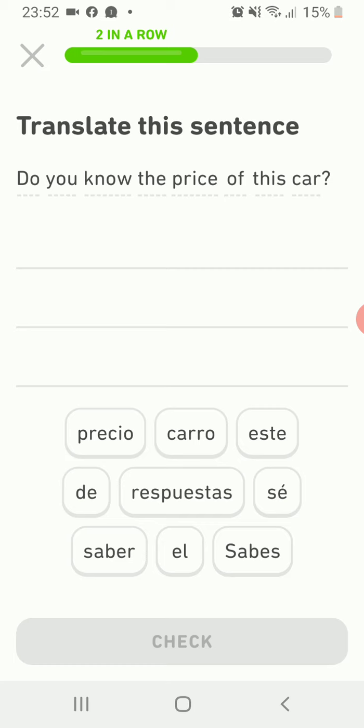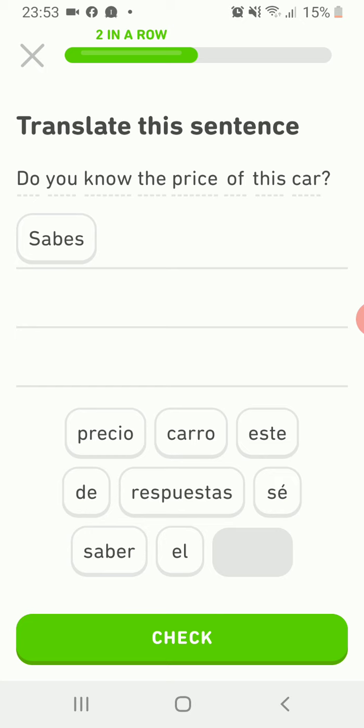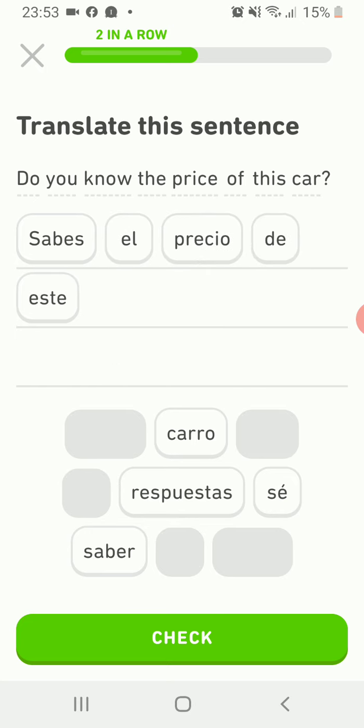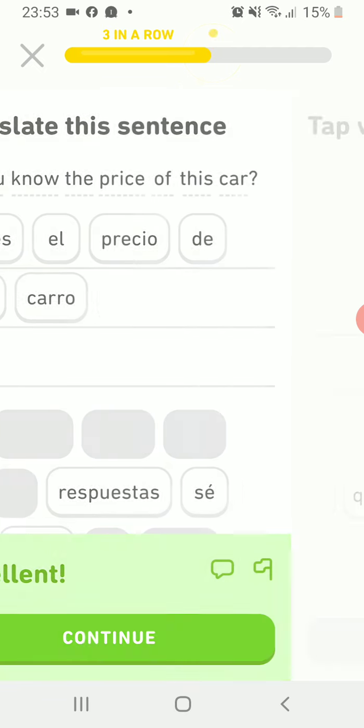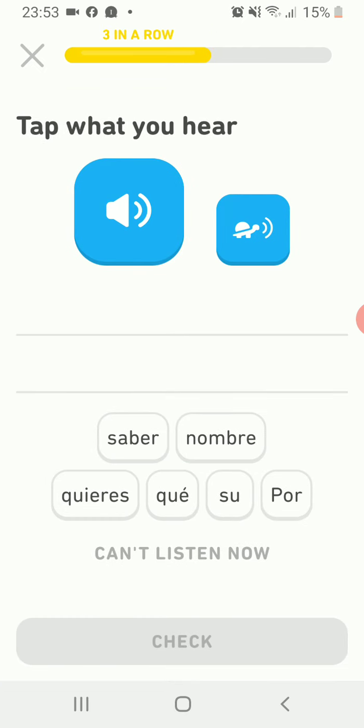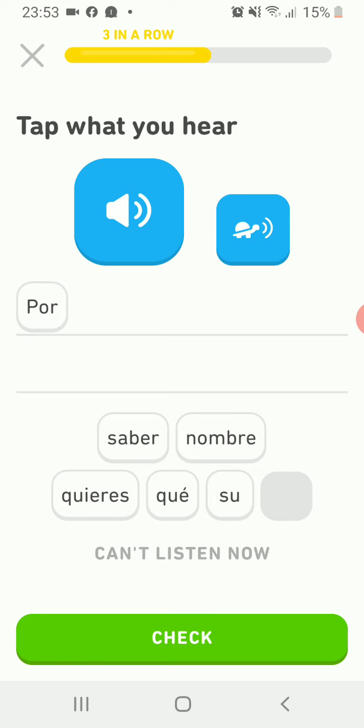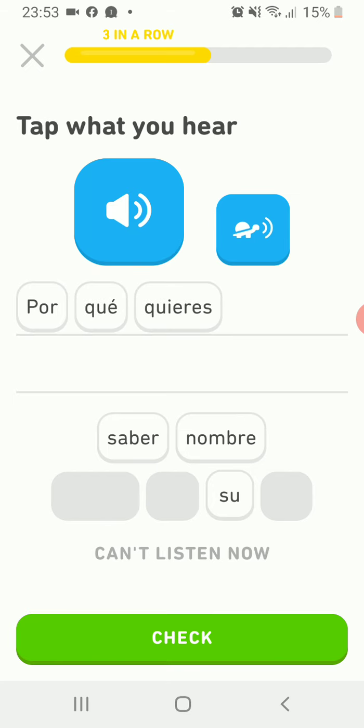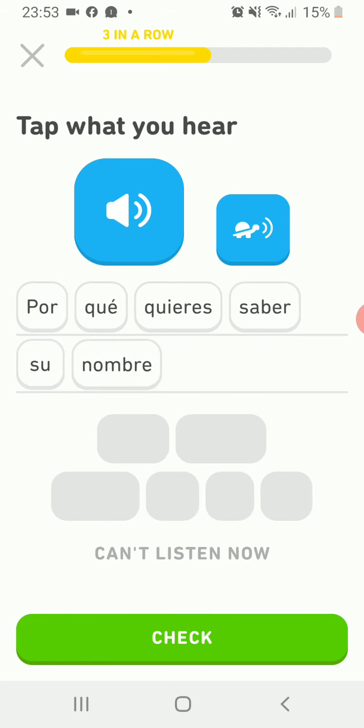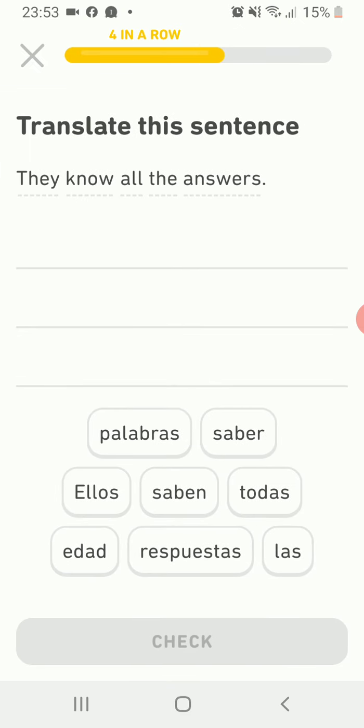Do you know the price of this car? ¿Sabes el precio de este carro? Precio is the cost. ¿Por qué quieres saber su nombre? Why do you want to know his name?